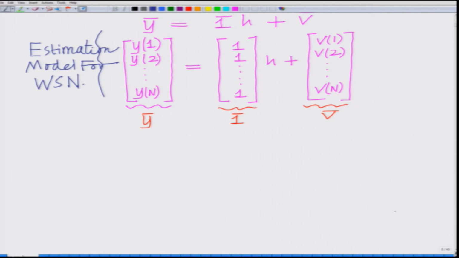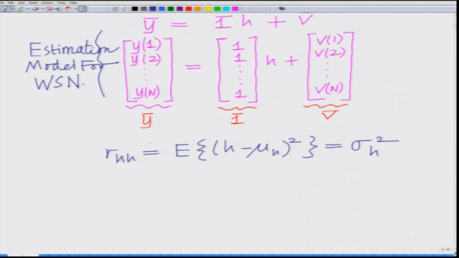Now, we are going to calculate the MSE, the mean squared error, for this wireless sensor network estimation scenario. The mean squared error will be calculated as follows: R HH, we know this quantity is the expected value of h minus mu h squared, which is equal to sigma squared.